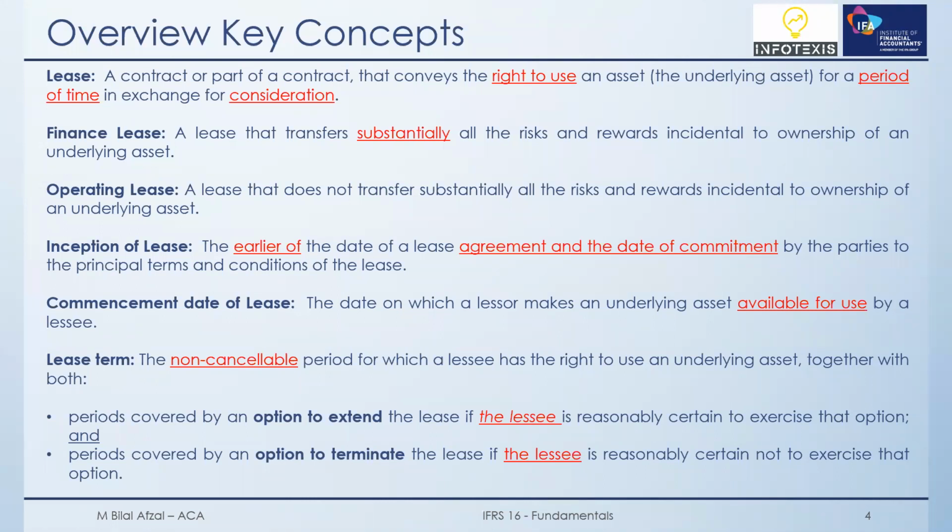IFRS 16 bifurcates leases into two types: the first is finance lease, and the second is operating lease. In the previous standard, both lessee and lessor had to bifurcate and assess whether the lease under consideration was a finance lease or an operating lease. But in the new standard, the lessee no longer has the right to bifurcate leases. For the lessee, the contract treatment is pretty straightforward, but the lessor still has to do the bifurcation between these two types of leases.